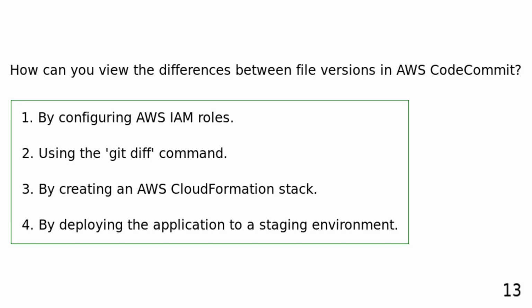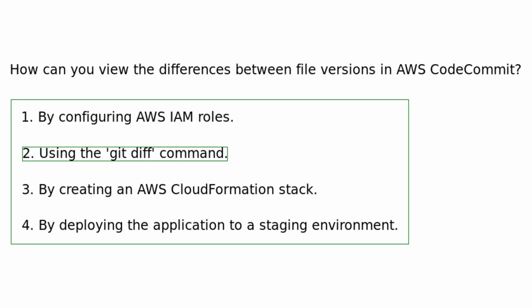By creating an AWS CloudFormation stack. By deploying the application to a staging environment. The git diff command allows you to see the differences between file versions in a Git repository.